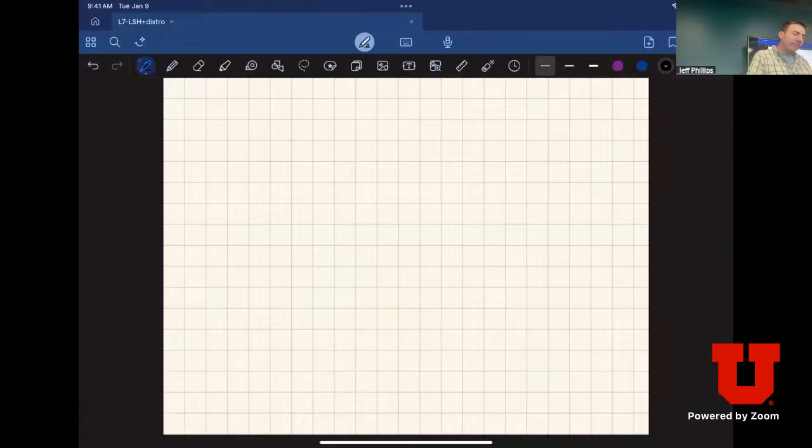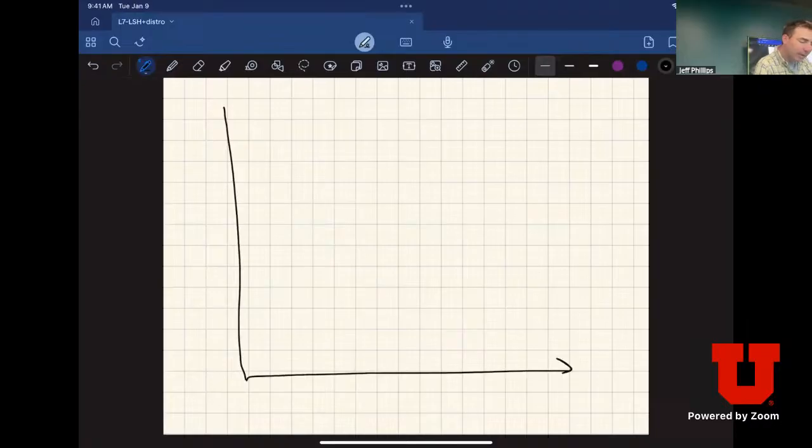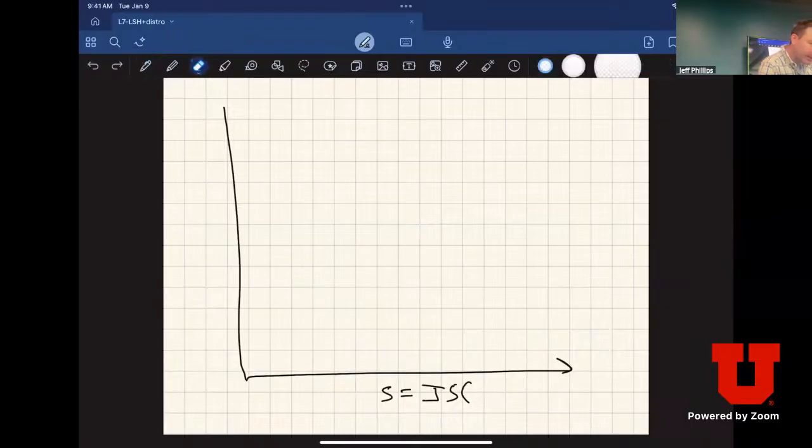Instead, what I want to look at is a picture here where I'm going to label this axis S and think of it as the Jaccard similarity between two sets. I have big S and little s here. So small s is the Jaccard similarity between the two sets.